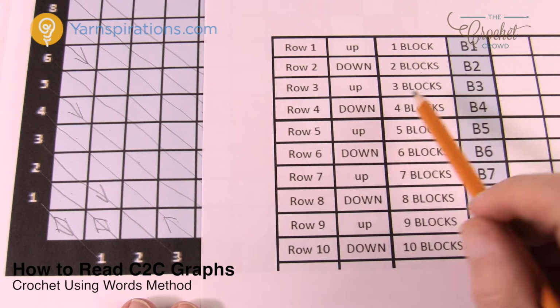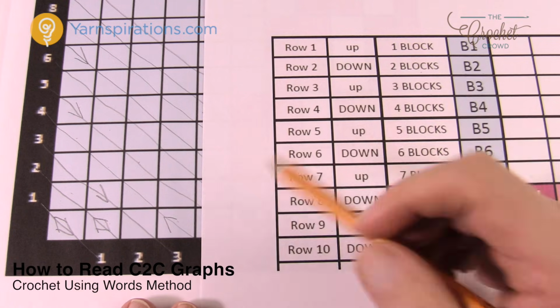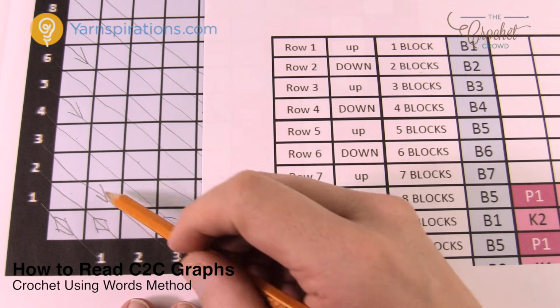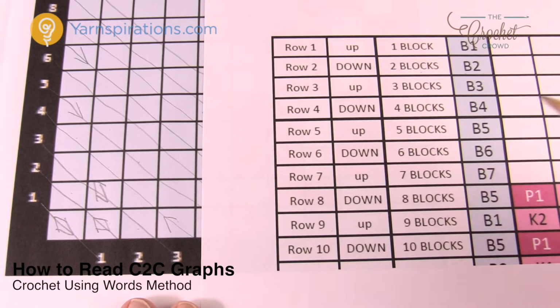So row number 3. So it says we're going in the up motion, and there's 3 blocks, and it's B3. So you can see that it's the same. So B is the color, so there's 3 blocks. So 1, 2, 3, and etc.